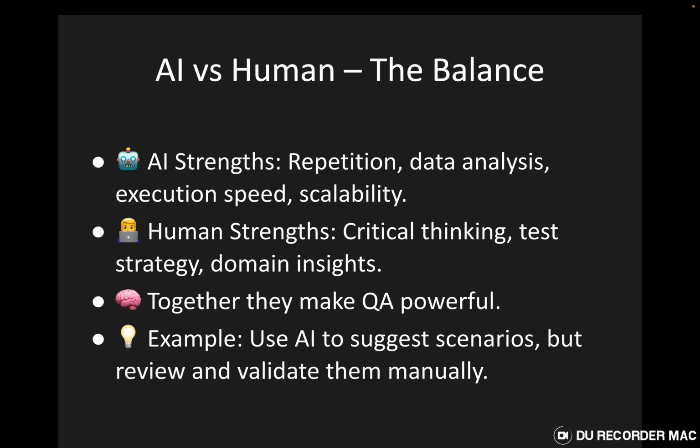Next one is, you don't think like, I will skip AI and I will become good. No. You want to be smarter. So make AI help us and make the QAs more powerful. Example, we'll take a real-time one. Use AI to suggest scenarios. It will give a suggestion like 10, 15 scenarios. Is that enough? Never.